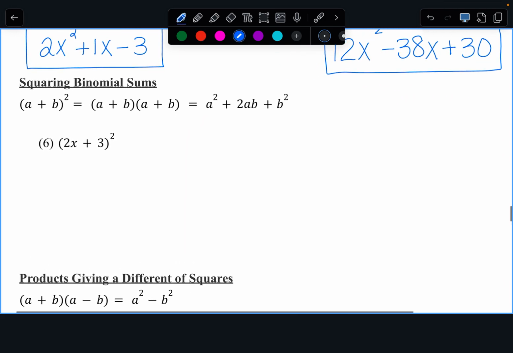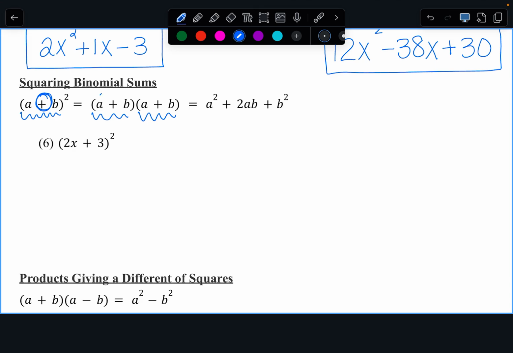Squaring binomials drives me nuts because we just went over exponent rules, and everyone's like, oh, I know what to do with an exponent on the outside. You just distribute it to every piece inside. That's true if there's no plus or minus inside. If there is a plus or minus inside, we have to write it twice. So, a plus b inside parentheses to the second power means a plus b times a plus b.